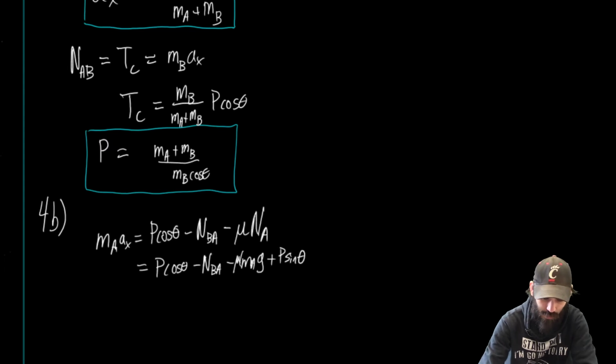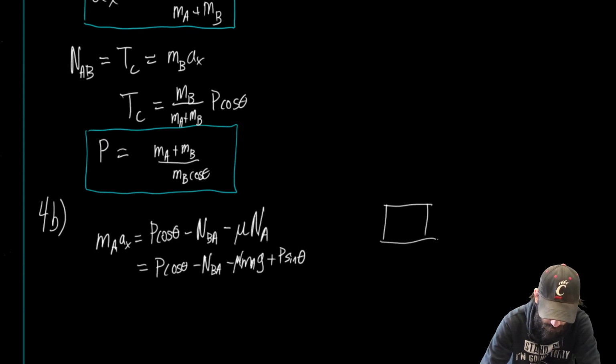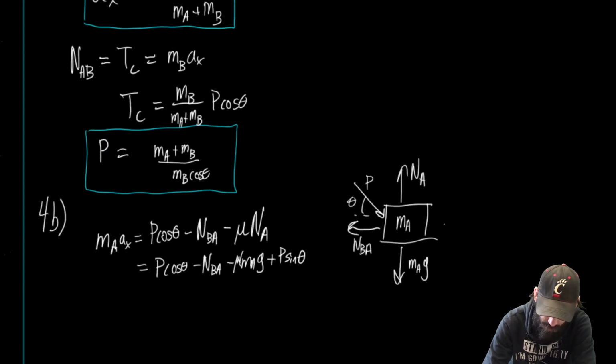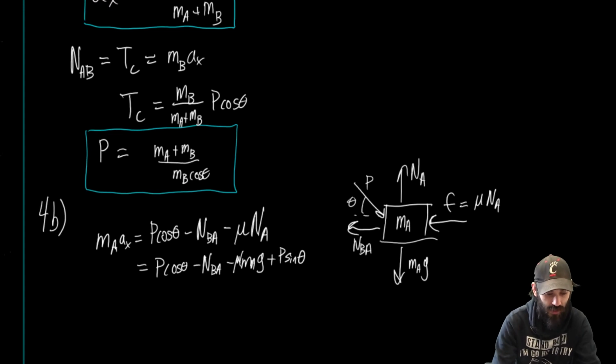So now for box A, this is mA, still had our normal force NA. We have the force of gravity, mA times g. We have the applied force P at the angle theta. We have the force that box B acts on A. But now we also have a force of friction, which is going to be equal to mu times NA. Okay, and that's how I ended up picking up this next term here.